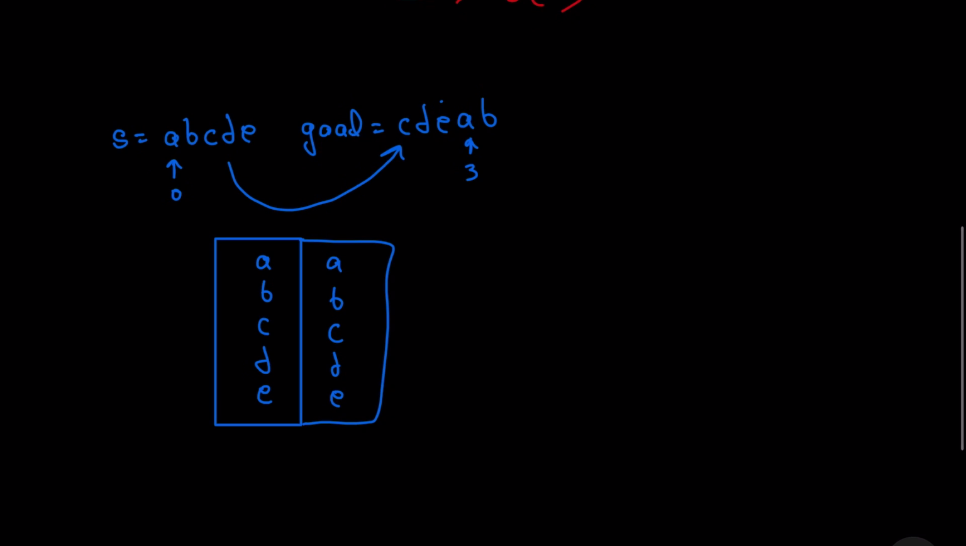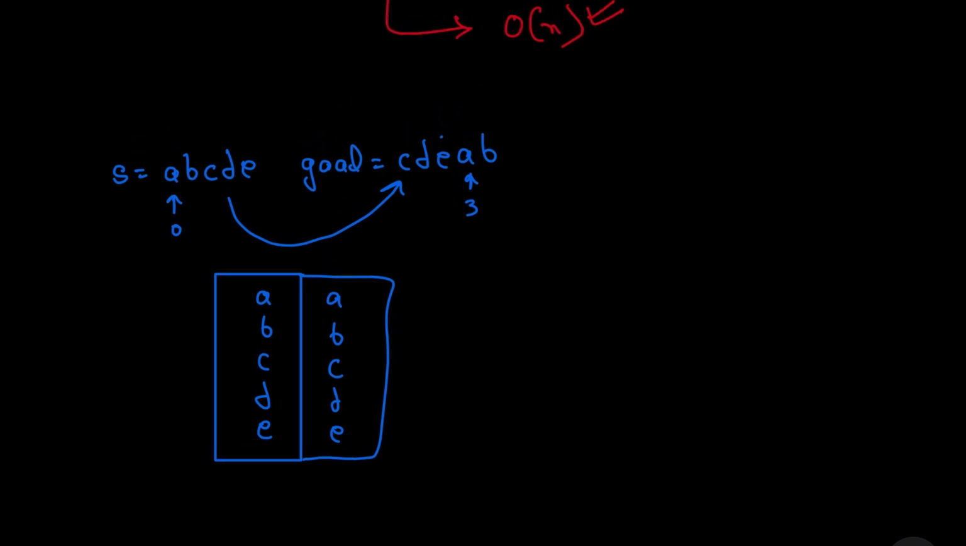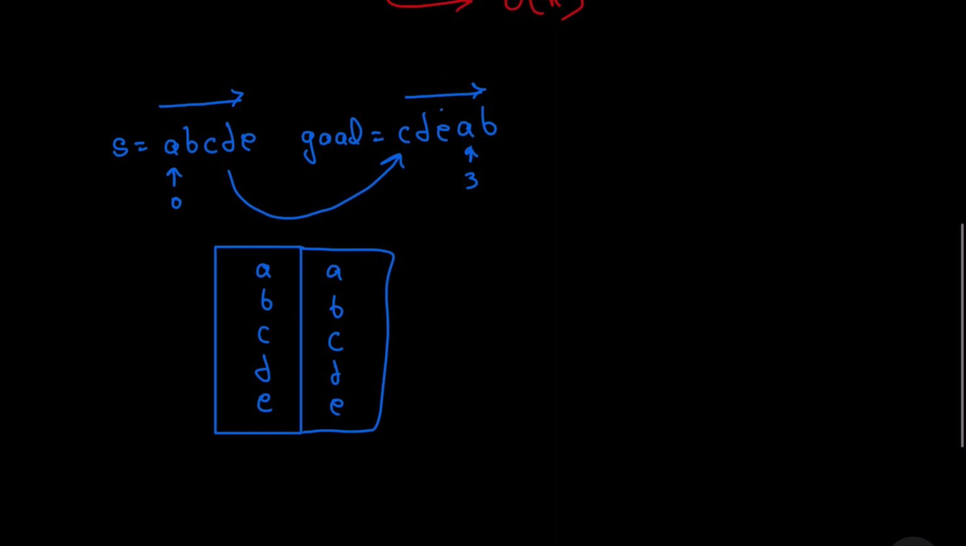The only problem is, how do we do this? Essentially, I need to iterate over the string S once, and iterate over the goal string once, and see if the corresponding characters are equal or not. I will get the required complexity. The only problem is where to start.